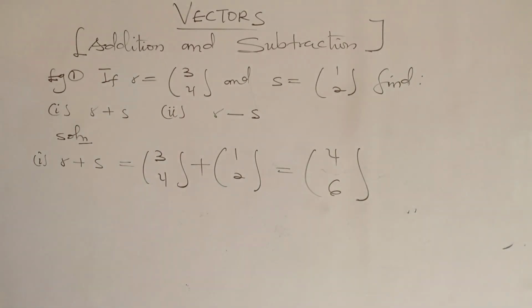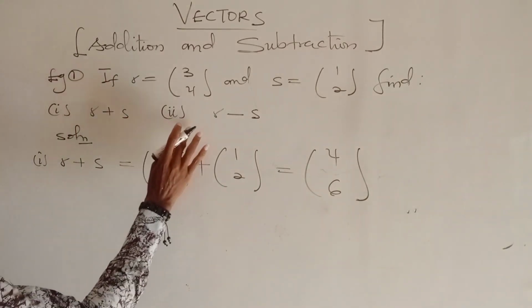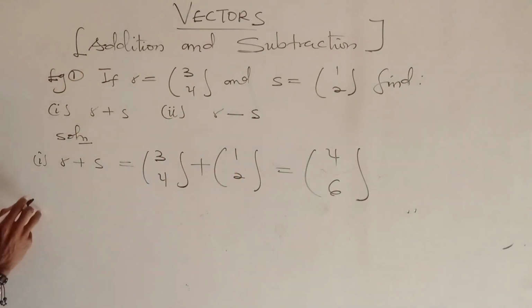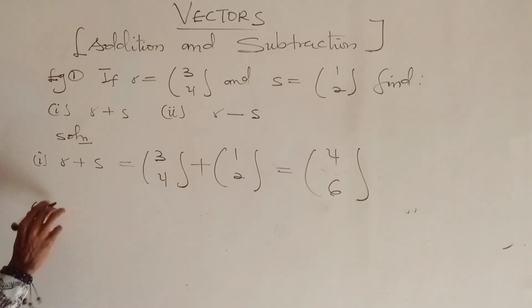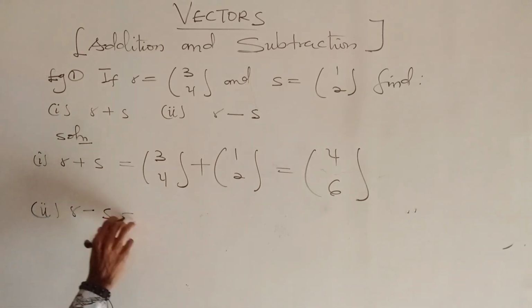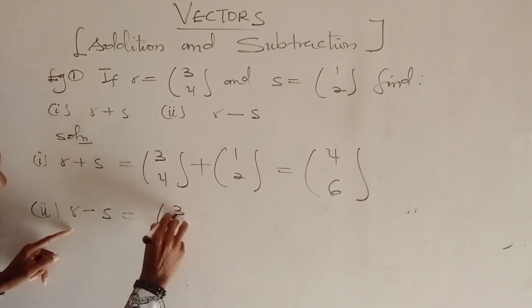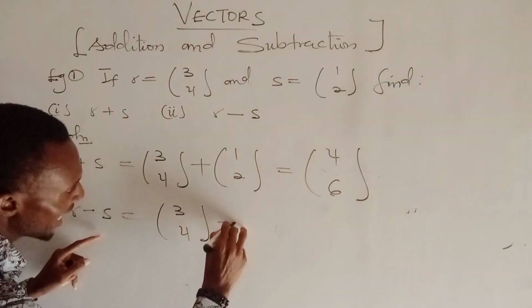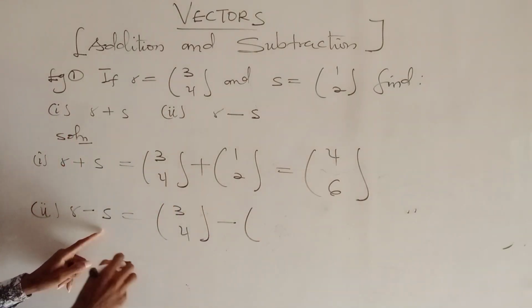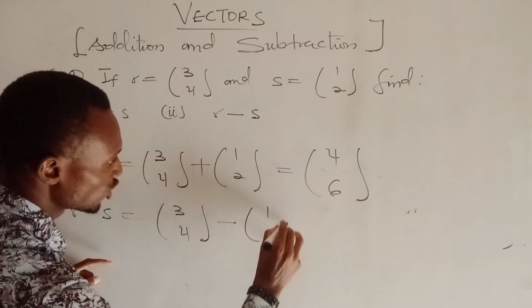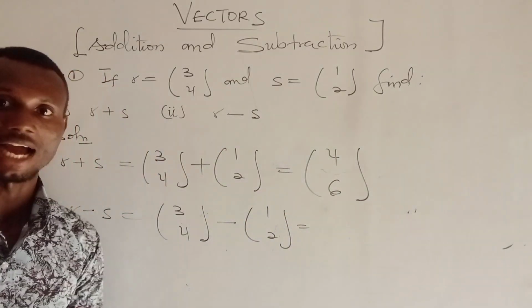Okay, good. Now let's do the (ii) also. We are being asked to find R minus S. So your vector R is given to be 3, 4, then bring your minus, then your vector S is given to be 1, 2. I hope you agree with me up to this point.